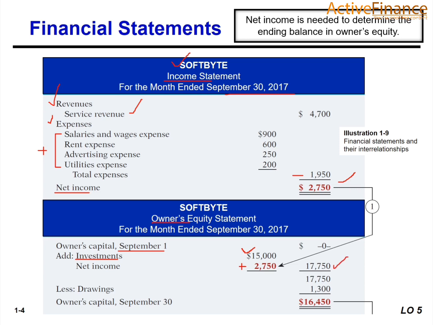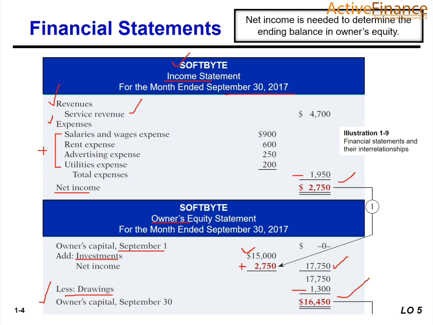Also in owner's equity we will subtract our drawings, which we have used for personal use. In SoftBite the company owner withdrew some money for his personal use, which was $1,300. We will subtract it from $17,750, and this is the new capital of SoftBite. So this shows the change in owner's equity for a particular time period. We have covered two financial statements so far, and two statements are remaining.